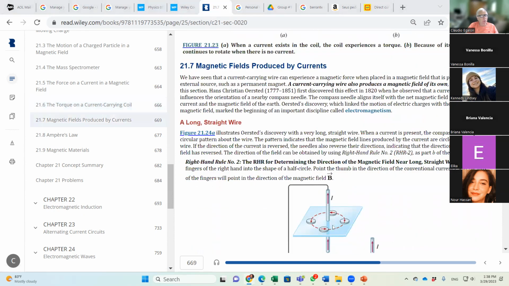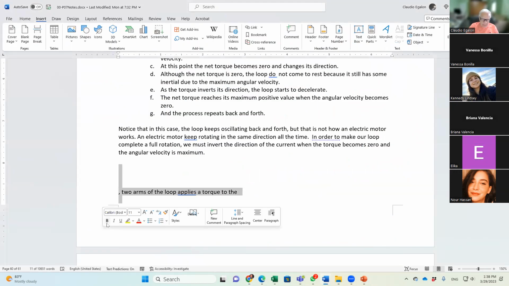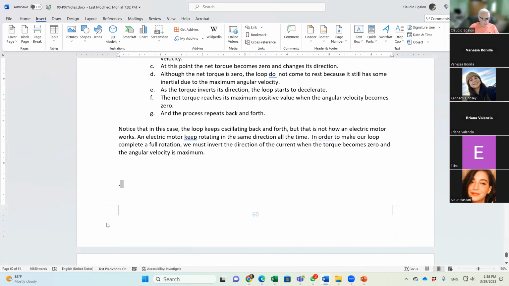Magnetic fields produced by currents. And here is the whole idea of the magnetic field. So how is a magnetic field produced, right? What is the secret behind the existence of a magnetic field? What is the secret sauce of the magnetic field? What in reality creates a B field?